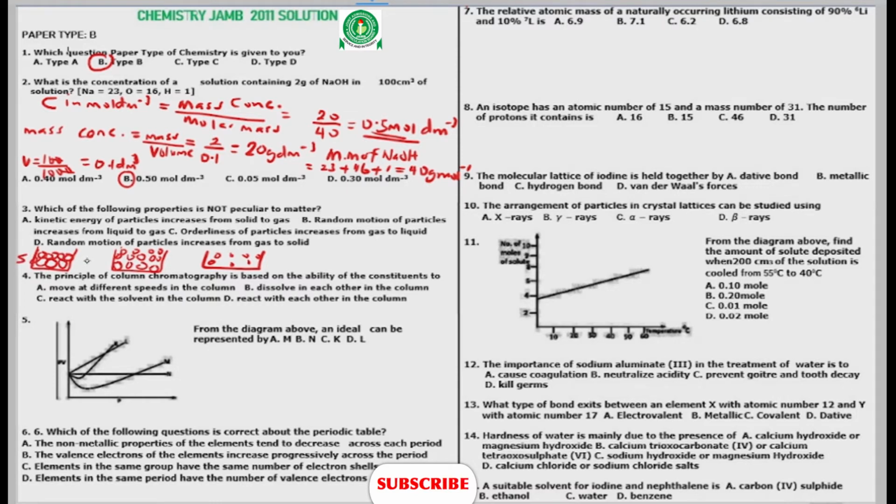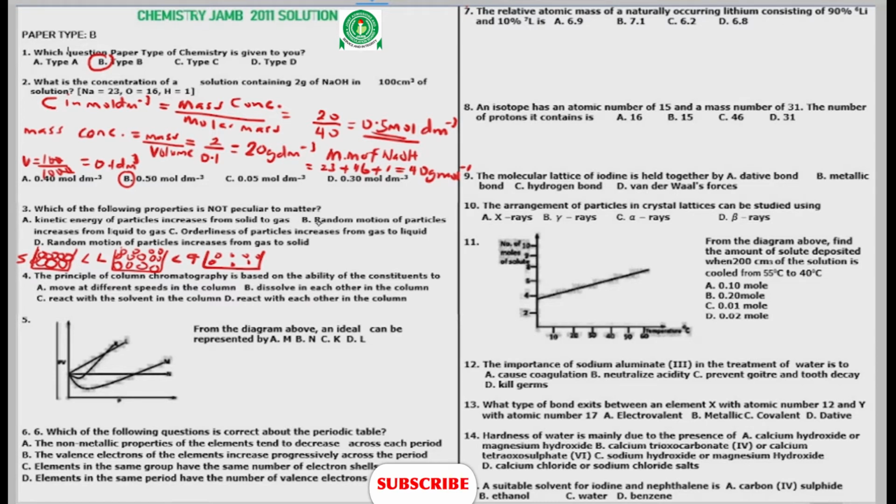The kinetic energy in solid is very small, while the kinetic energy in liquid is medium, and the kinetic energy in gas is very high. So the increase in kinetic energy is from solid to liquid, then to gas. So this is very correct.